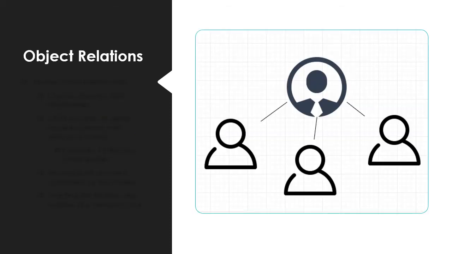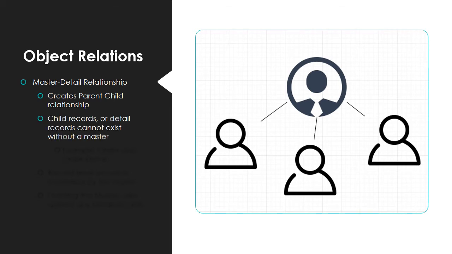The other option is the master detail relationship, which is still technically a lookup, but it creates a parent-child relationship. So the child records or detail records cannot exist without a master. An example of this would be, say, an order and order detail objects. You wouldn't ever create order details or line items of an order without an overarching or higher level order. And if you were to delete an order, you would most likely want the details to be deleted as well.